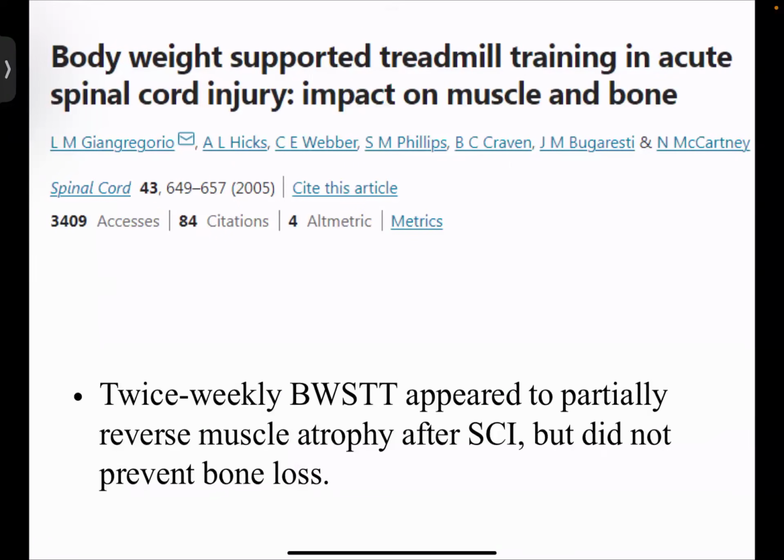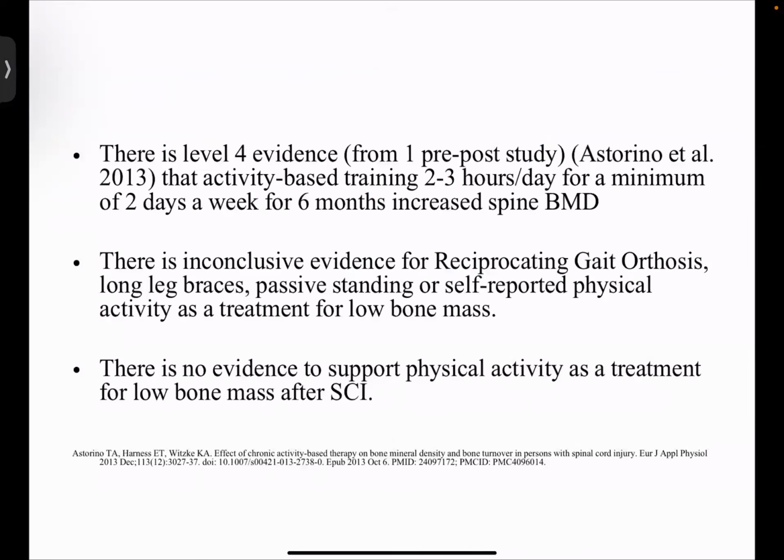This is the body weight supported treadmill training in acute spinal cord injury patients. They say that twice weekly body weight supported treadmill training appeared to partially reverse the muscle atrophy after the spinal cord injury, but it did not prevent any kind of bone loss. There is level 4 evidence from one study that activity-based training, 2 to 3 hours per day, for a minimum of 2 days a week for 6 months, increased the spine BMD.